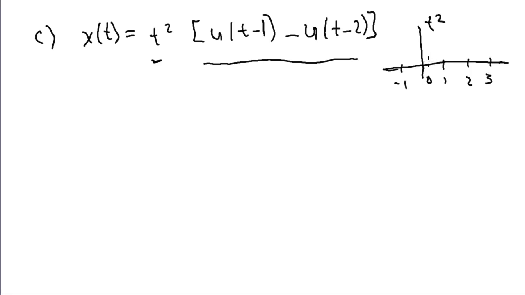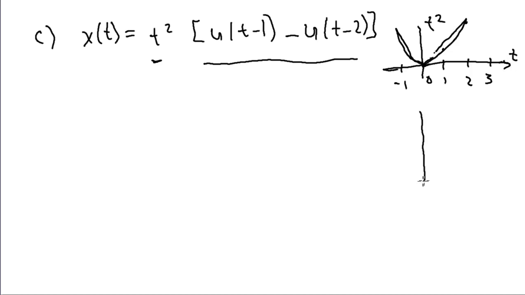And I want to sketch t squared. So t squared at t equal to 0 is 0, and at t equal to 1, it's 1. At t equal to 2, it's going to be equal to 4. So t squared is going to look like this. Sorry, my graphing is not too good. So this is what t squared looks like.